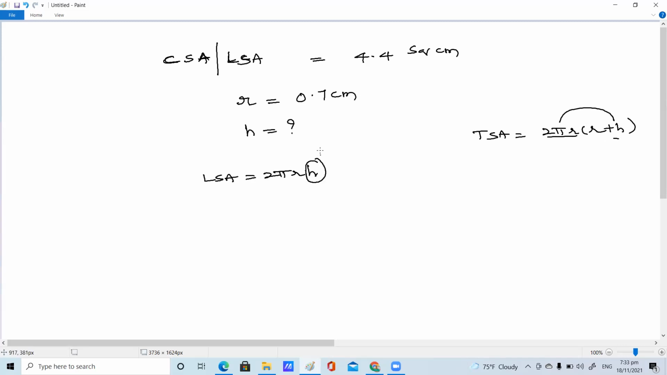So you want to find out the h value. You don't know, h is unknown. LSA you know is 4.4, and 2 into 22 by 7 into r value given as 0.7. H you don't know, as it is you put it. To find the value of h, you just simplify the part, children. If you simplify the part, how will you get?